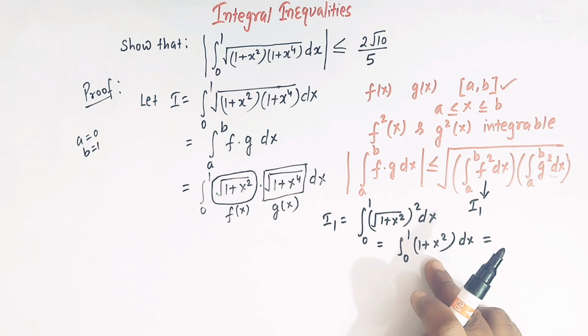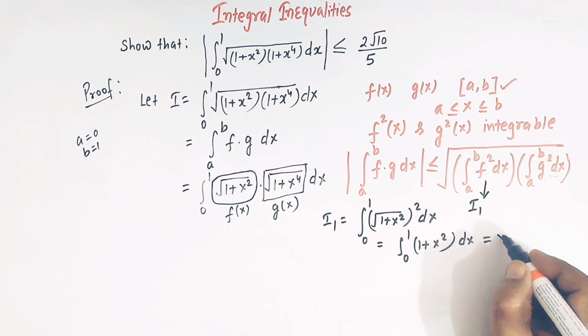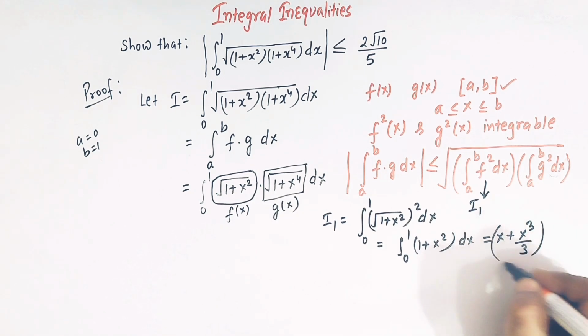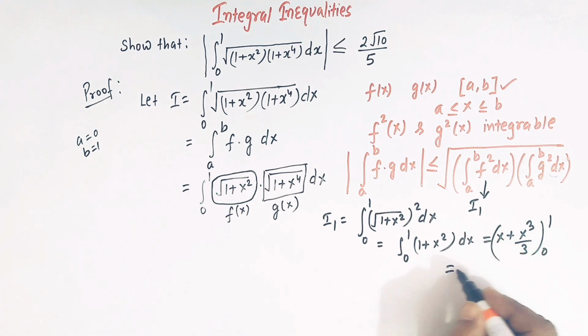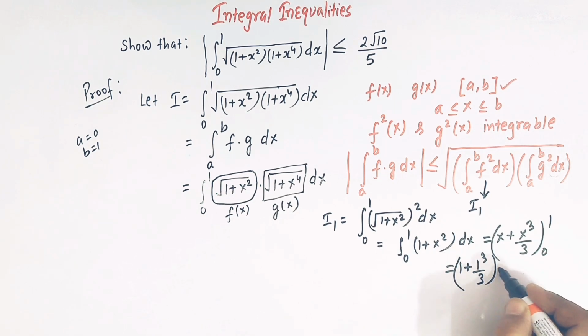Now we have a simple integral. The integral of 1 plus x square is simply x plus x cube over 3, with limits from 0 to 1. Now substituting the limits and taking the difference, we have 1 plus 1 cube over 3, minus, then we'll take 0.